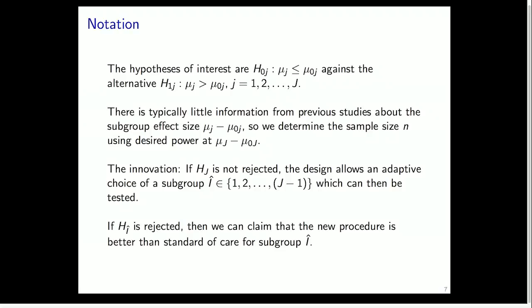We're going to use that to determine the overall sample size. Then first we're going to test in the largest subgroup, H capital J, which is H6 here. If that is not rejected, then we are able to pick a subgroup among the remaining 5, and that can be tested. You can do this without losing type 1 error, and that's really the innovation here.